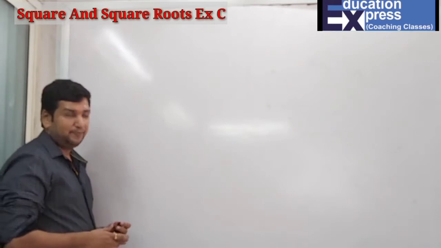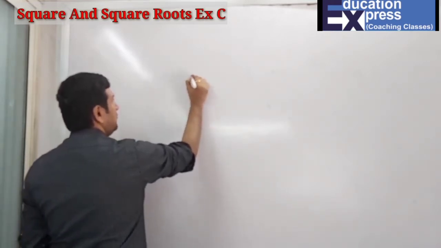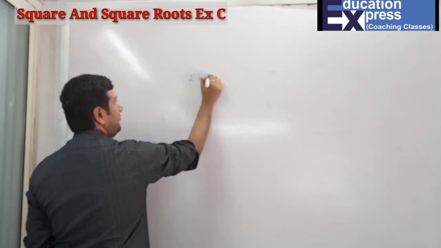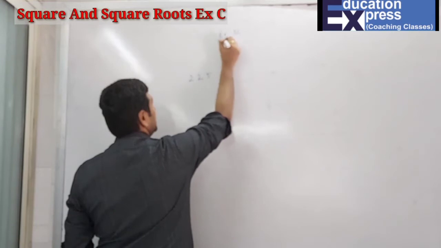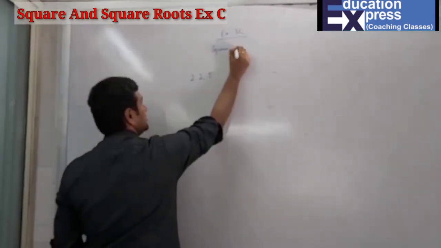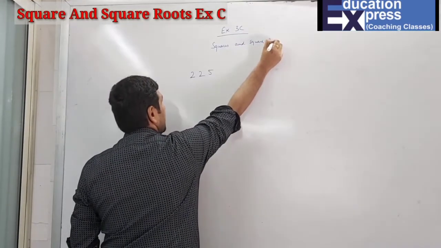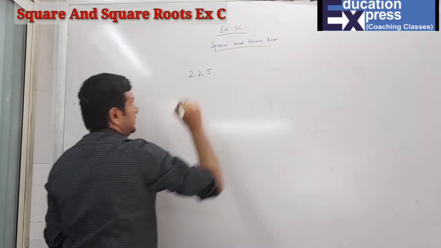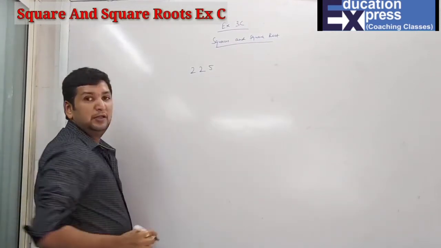We'll understand. For example, in case you want to find the square root of 225. Today we are doing exercise 3C. Chapter name is squares and square roots. Square root of 225 with the help of the division method.